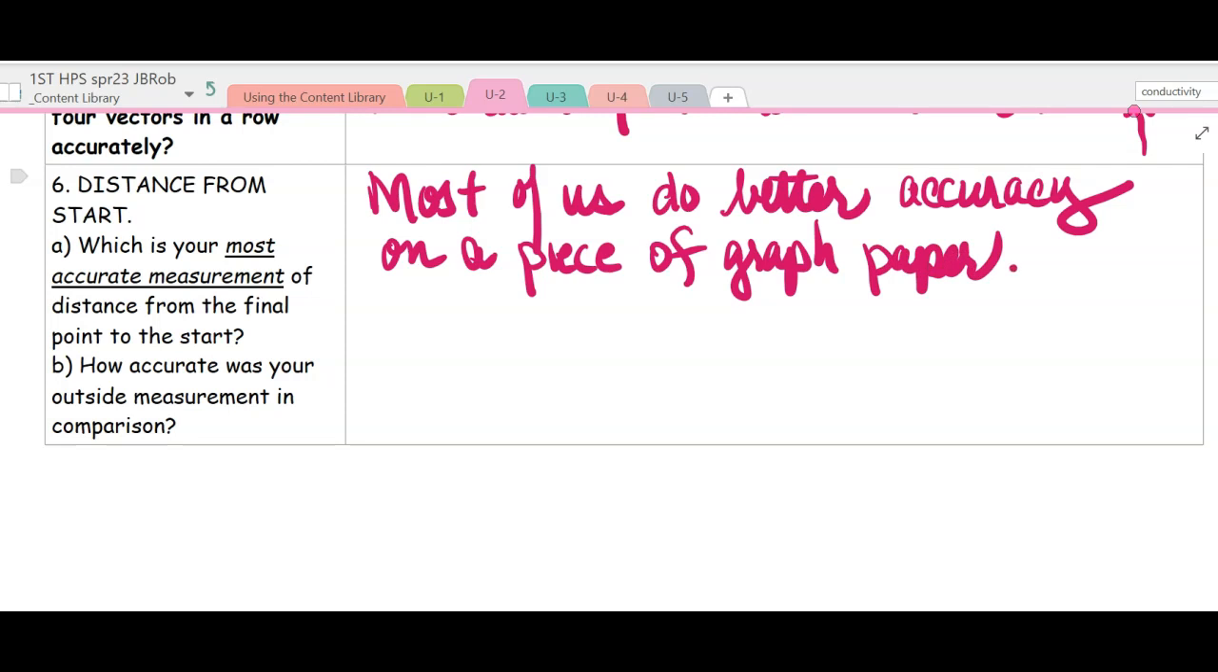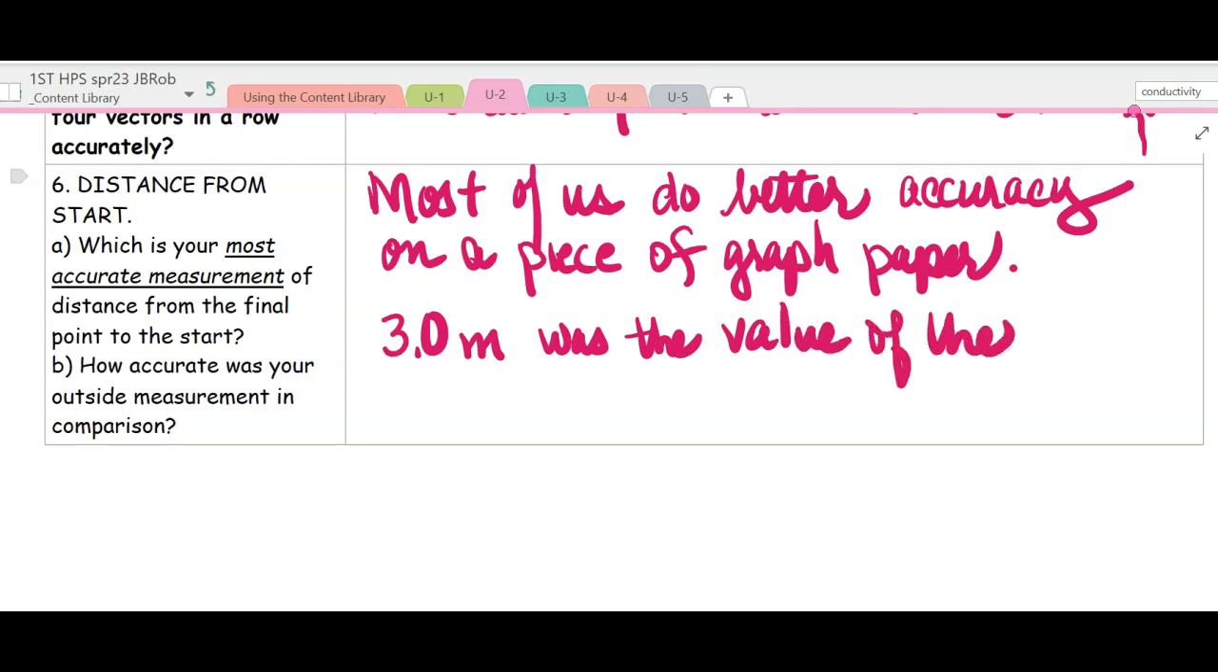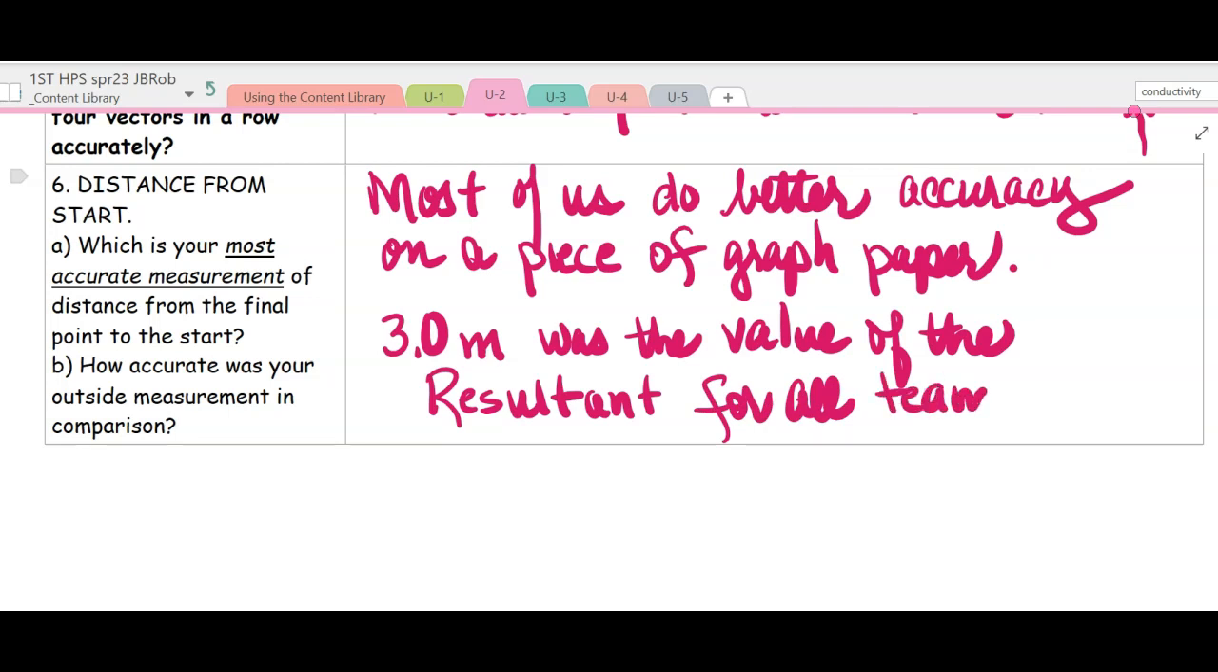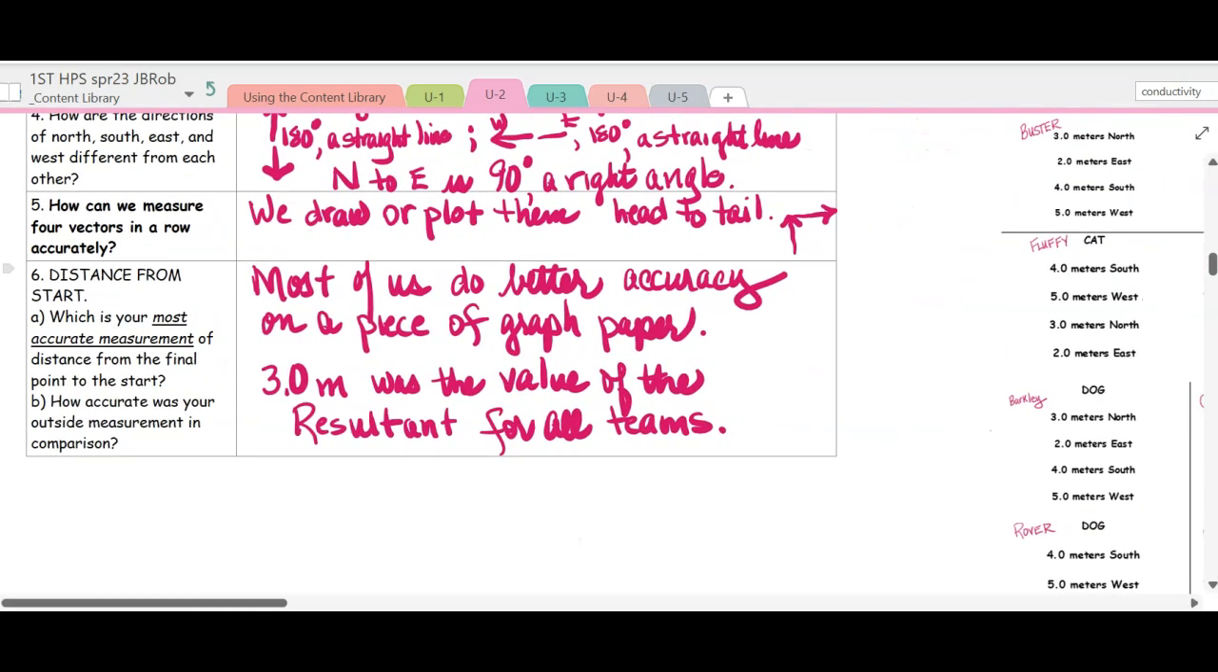So you should have had what? Well, 3.0 meters was the value for the resultant for everybody. For all teams. Cats and dogs alike. And armadillos. All right? Now, I hope this made sense because I want to continue on with this theme.